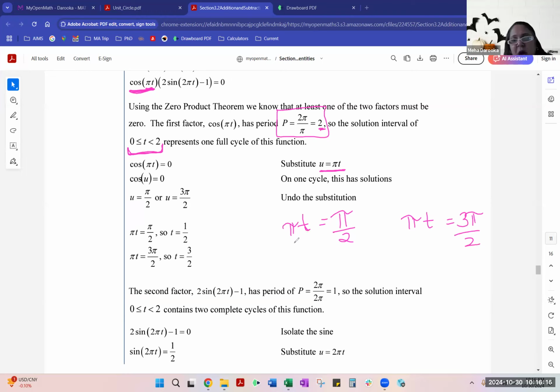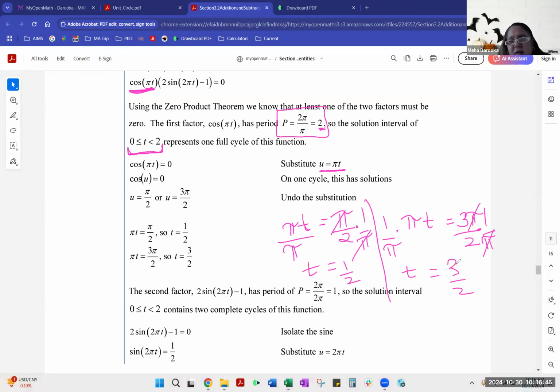We would obviously get t by itself, so divide both sides by pi. Or you can also think about it as multiplying by 1 over pi, if that helps you visualize it better. So if you're multiplying both sides by 1 over pi, or dividing by pi again, whatever visualization works for you, the pi and pi will cancel out, leaving us with 1/2 for that first part, and leaving us with 3/2 for that second part.